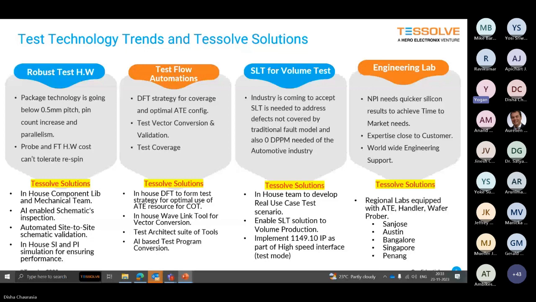The last one is, as I said, that for the complex devices the customer designs, they want very close interaction with our test team. So we have enabled regional labs. The recent ones are San Jose and Austin, which are equipped with different ATE, handlers, and wafer probers suited to that need. And Bangalore, Singapore, and Penang are the most established ones. So I thought I would give this update so that it is useful for our customers.